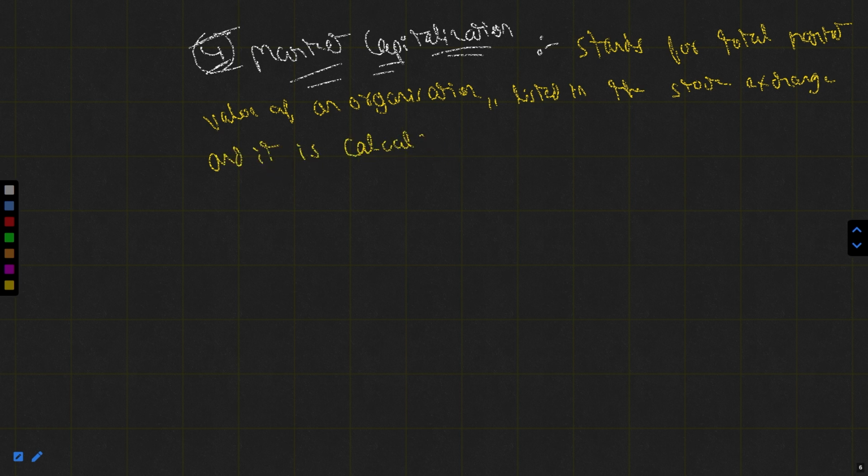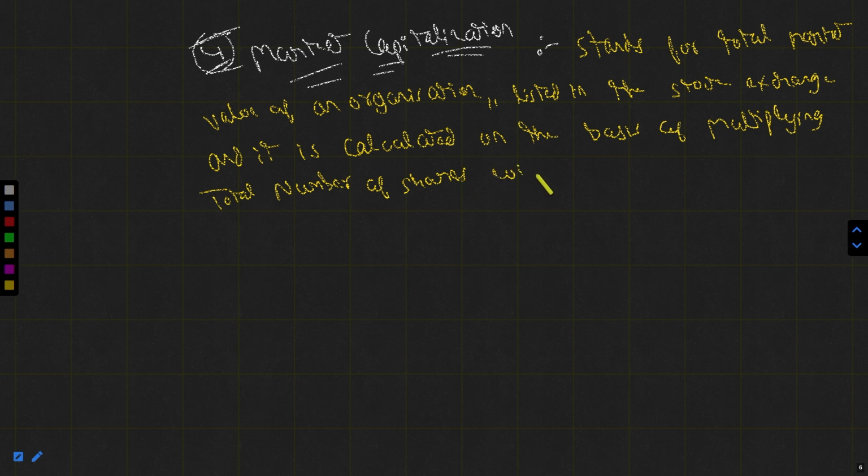it is calculated on the basis of multiplying the total number of shares with the total outstanding shares. Okay, this is the formal definition of market capitalization. It stands for the total market value of an organization listed in the stock exchange, and it is calculated on the basis of multiplying the total number of shares with the total outstanding shares.